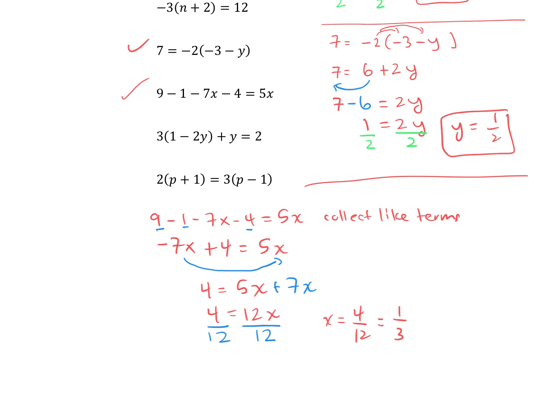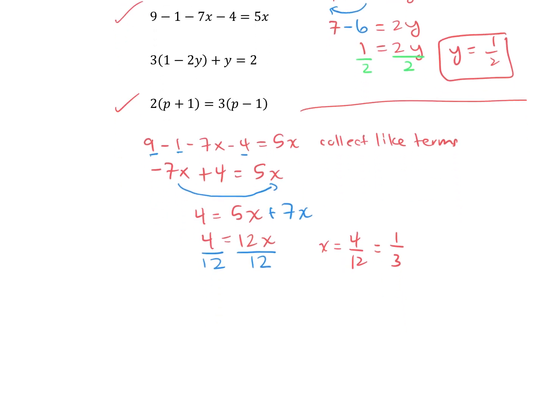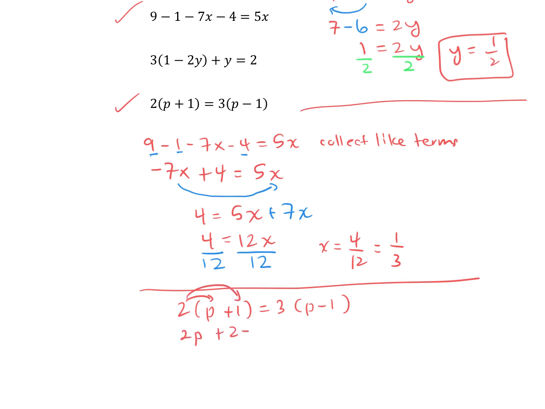I'm going to skip down to the last one. The other two you can try. Okay, so we're going to expand brackets. So 2 times p, 2 times 1, 3 times p, and 3 times negative 1.